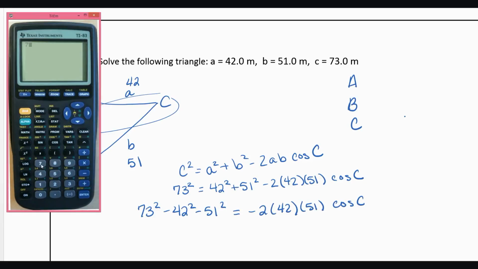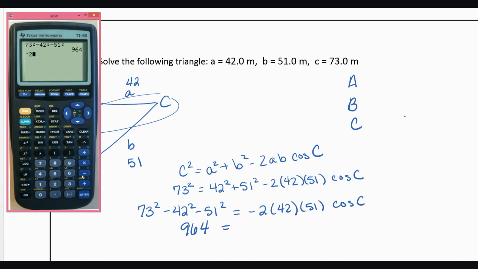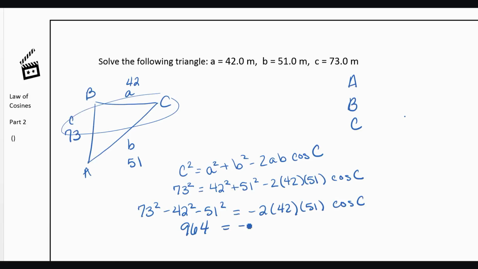So we can do 73 squared minus 42 squared minus 51 squared. So we get 964. And we can do negative 2 times 42 times 51, and we get negative 4284. So we get 964 over negative 4284 equals cosine of c.